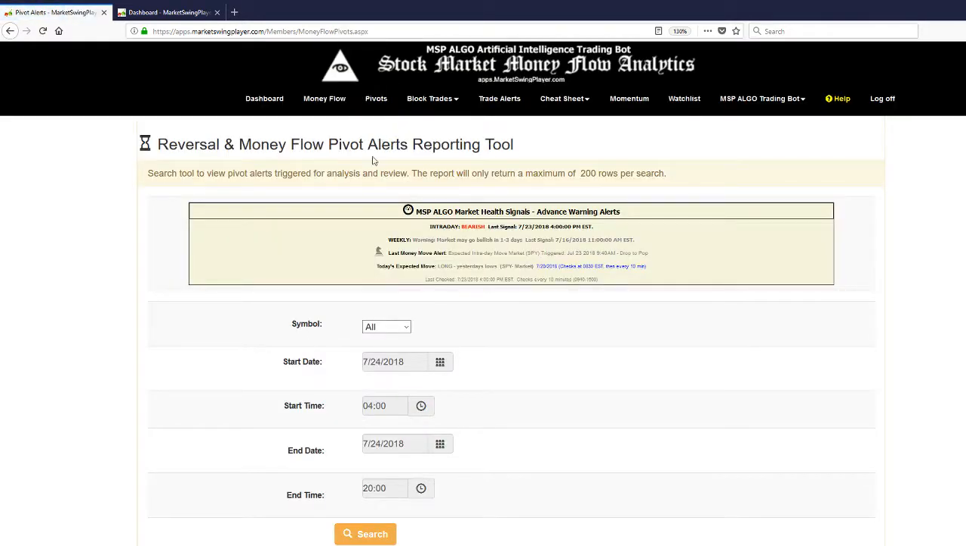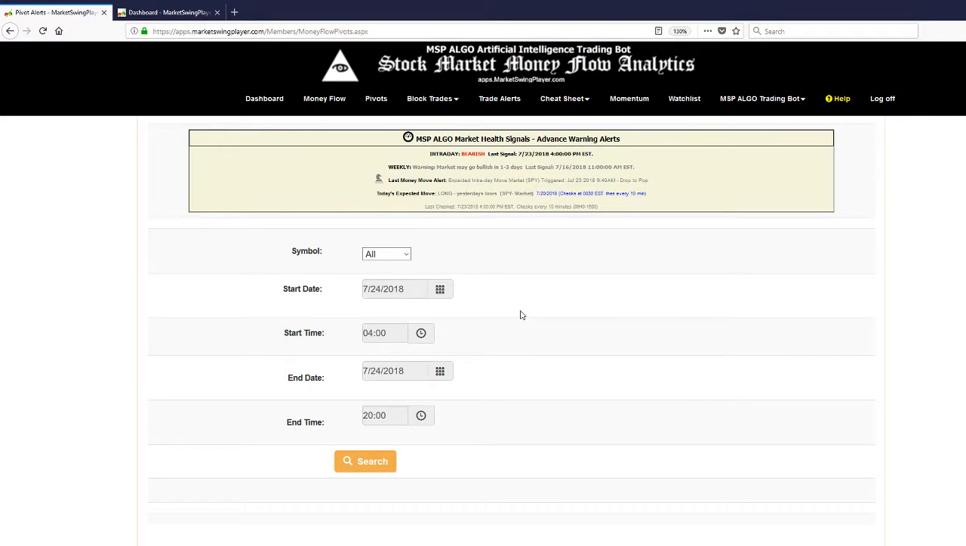Pivots. Pivots are algo generated by MSP ALGO based on market price action. Its goal is to emulate the market maker's price points for reversals or continuation. All of these are pretty much similar as far as what type of information you could drill into.